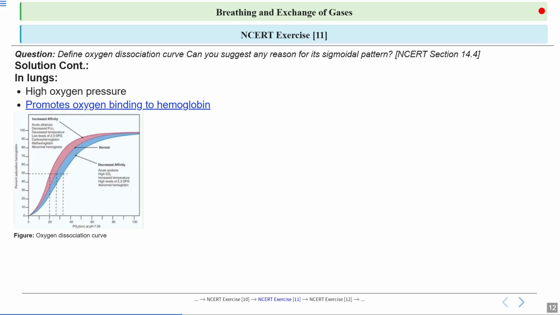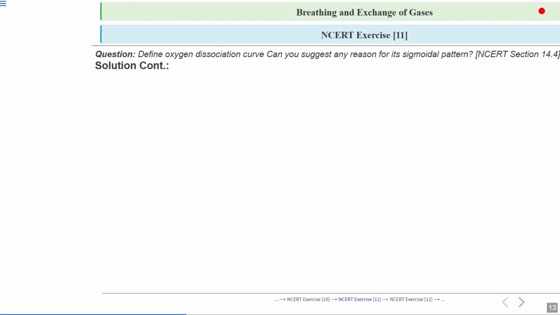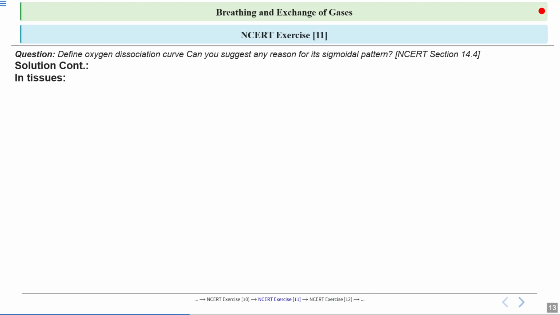Now let us see what happens at the tissue level. Now in tissues, there is low oxygen pressure. Why is the oxygen low here? Can anyone tell me? Why is oxygen low in the case of tissue? Anyone? What happens at the tissue level?